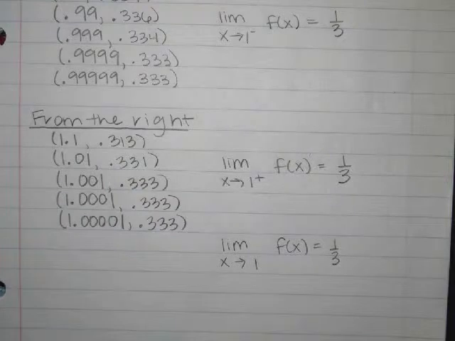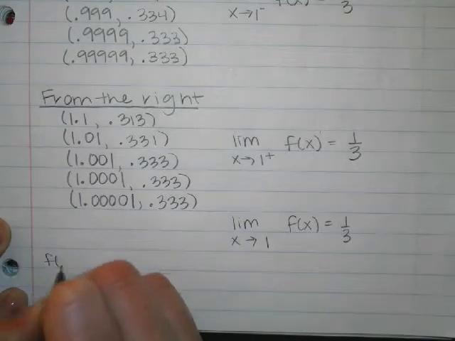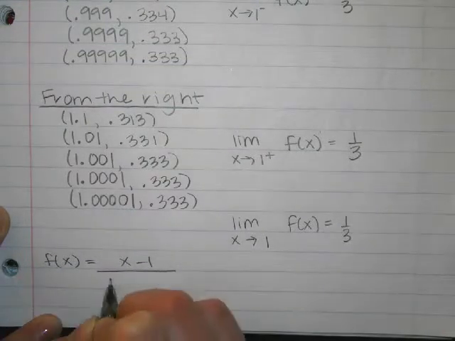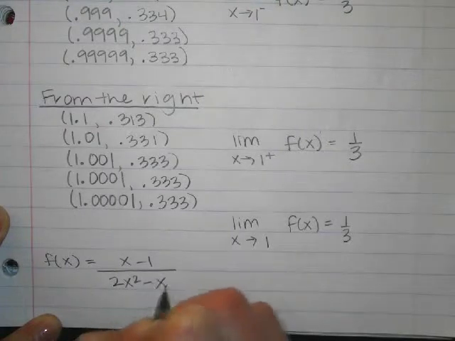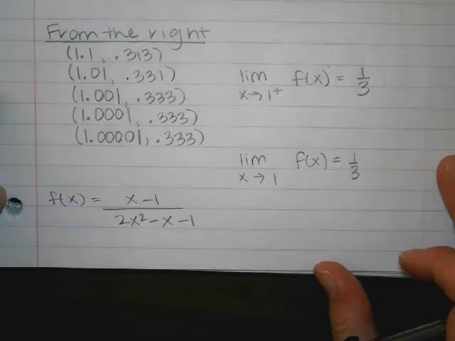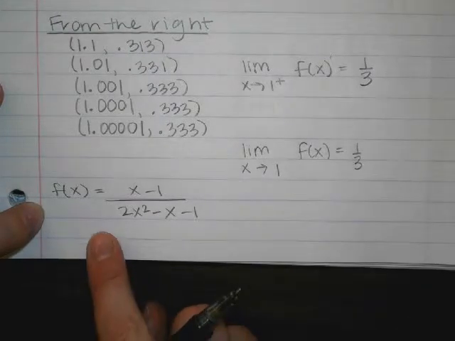Okay. Now, we've actually been doing problems like this all along. We just did them a slightly different way. So let's look back at that original function. So I have f of x equals x minus 1 over 2x squared minus x minus 1. And what we're going to do with this function is we're going to factor the top and the bottom. Okay? What type of factoring do we have for the bottom? It's a slide divide problem, right? It's got the 2 in the front.